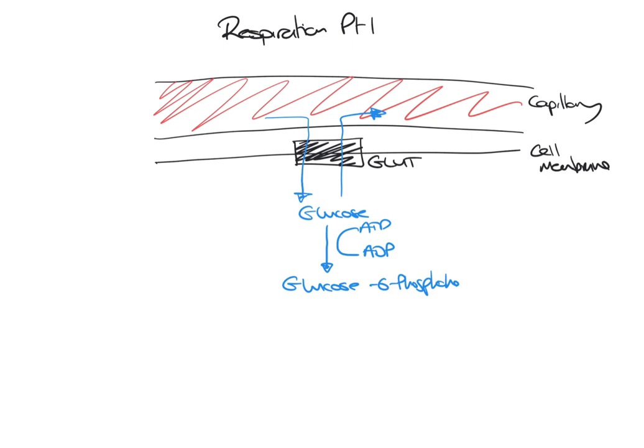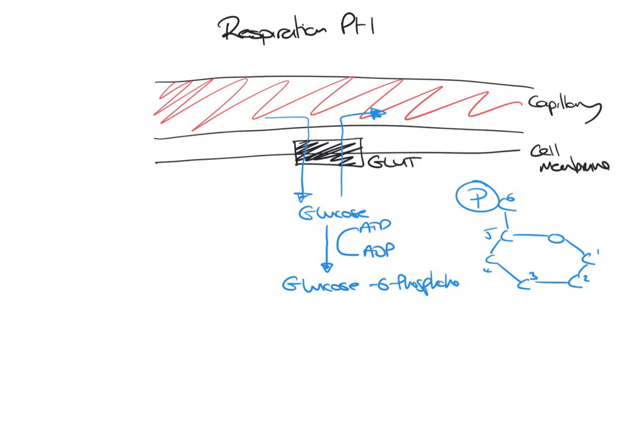So let's take a second to think about what that means. So glucose, as you know, is a ring structure, and the carbons of that ring structure are numbered going clockwise from the oxygen. So 1, 2, 3, 4, 5, 6. So the first phosphate will go here.